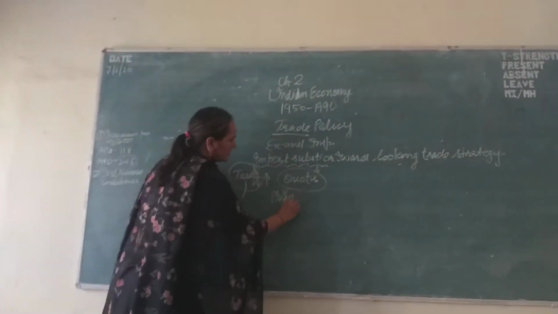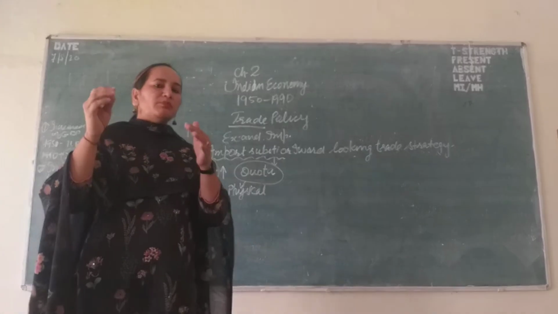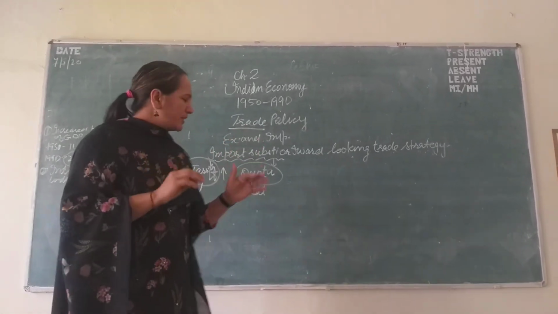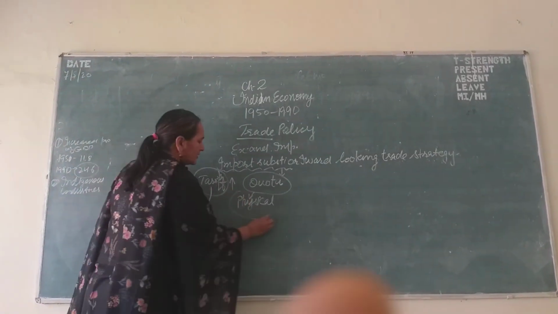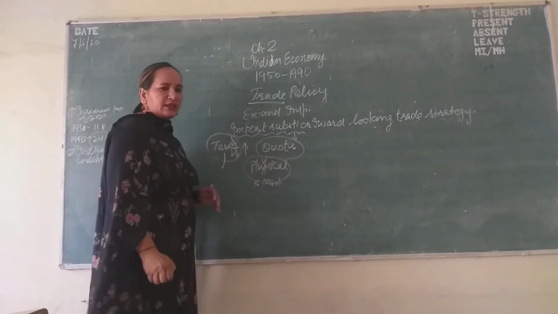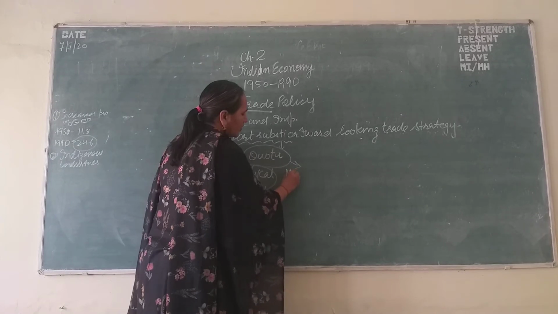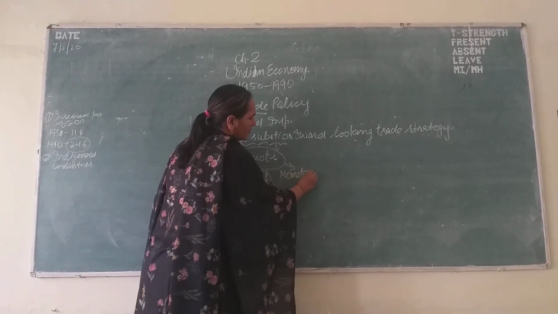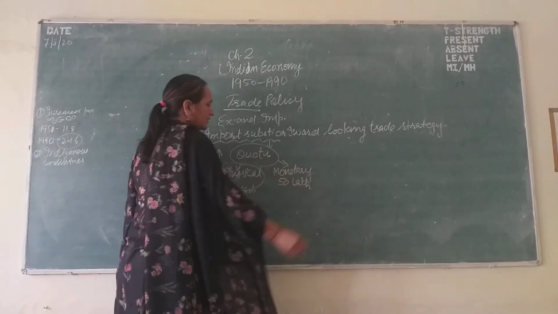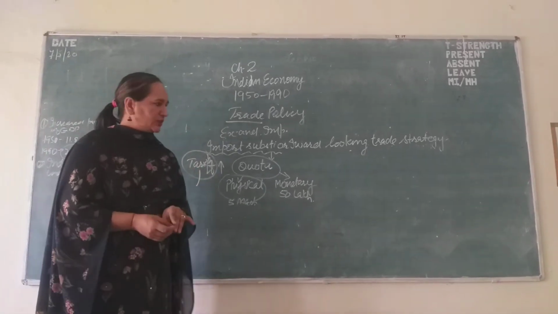Physical terms means, like India is used to import any machine, the cost of the machine is 10 lakh. Then the government has imposed a physical limit, not more than 5 machines. This is physical restriction under the quota system. Second is monetary restrictions in the form of monetary value, not more than 50 lakh. This is quota restrictions and tariff restrictions.